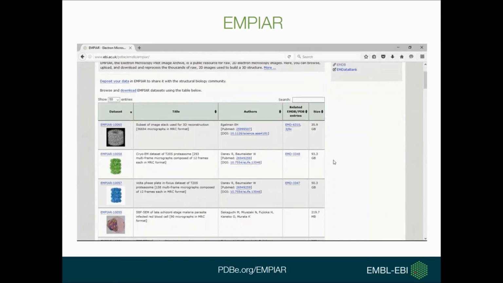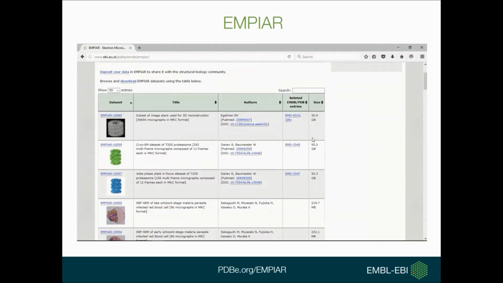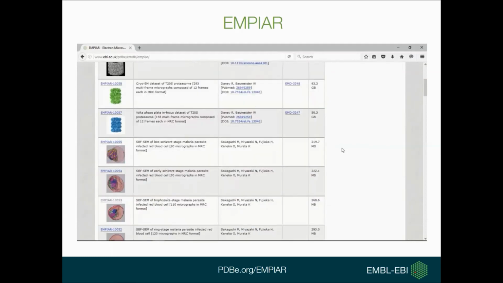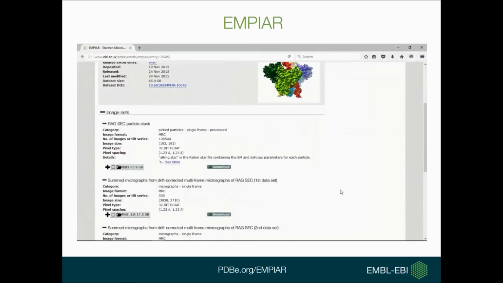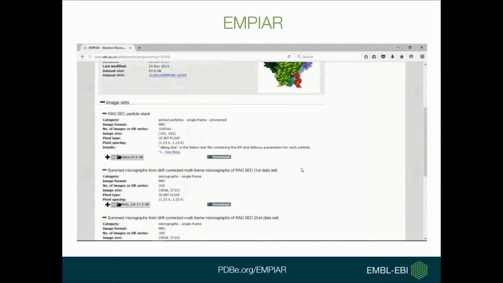These are very large data sets, so we're able to store what would be very difficult to store image sets on our servers. If you link through to one of these entries, you get some information about which images are contained within the entry, along with an image of the map. And further down the page, you'll get image sets, which you can then download.